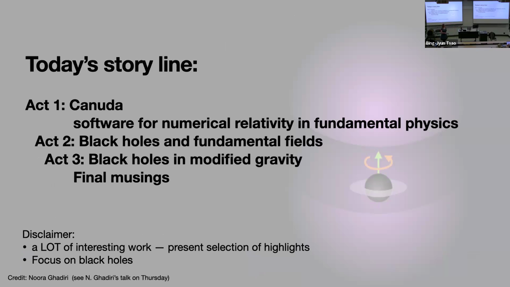The first one is to talk about our software that is called Canuda, that really works in conjunction with the Einstein toolkit and is an open source software for numerical relativity with applications in fundamental physics, which thinks about modified gravity, general relativity with extra fields. We can also use it to just evolve black holes in general relativity. And I give you a little bit of an overview on the structure of the code.